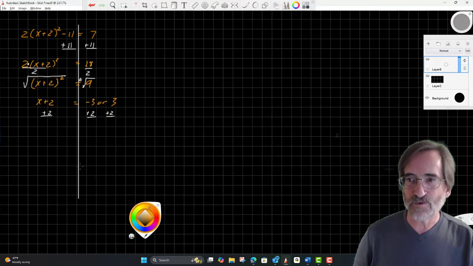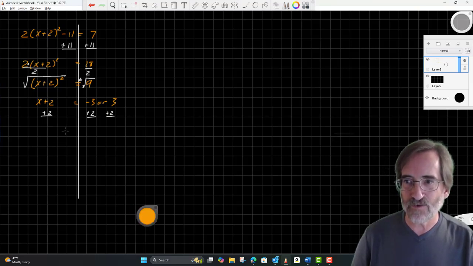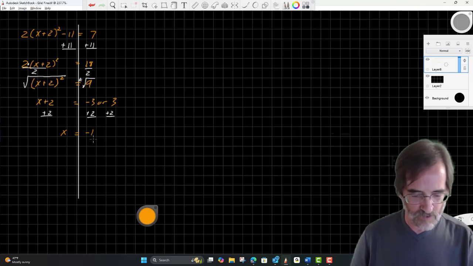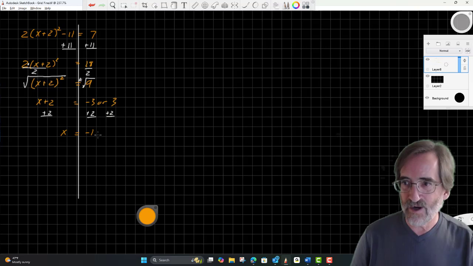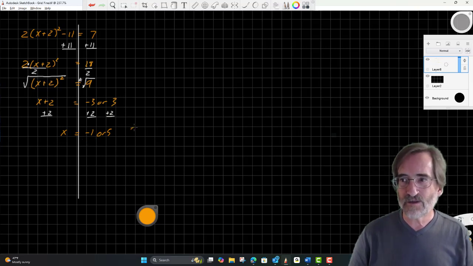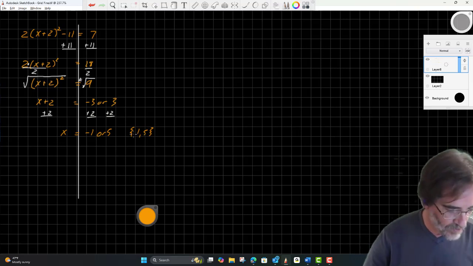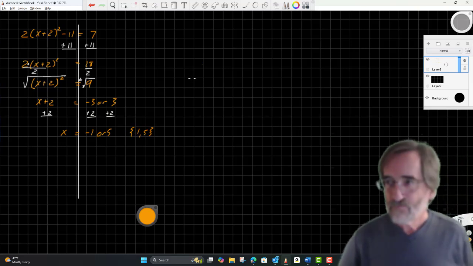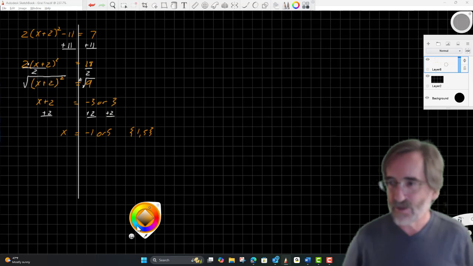It's like solving two equations at once. So x equals -3 plus 2 is -1. 3 plus 2 is 5. -1 or 5. Okay? And that's one that turns out very nicely. -1 or 5 is the solution set. Let's try one that doesn't turn out so nicely. Let's change colors here.